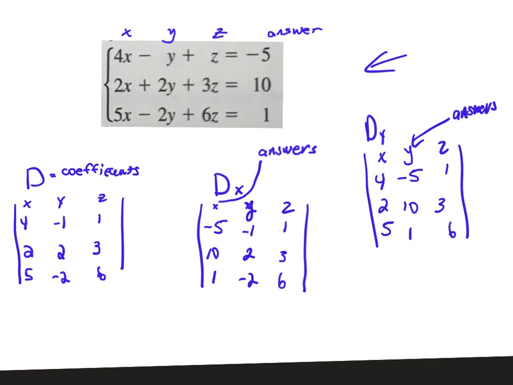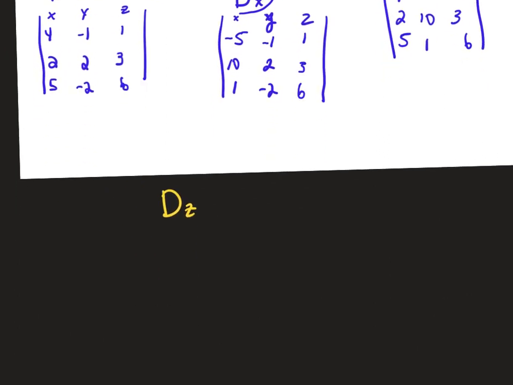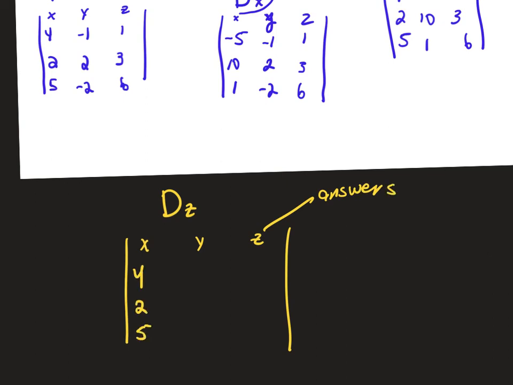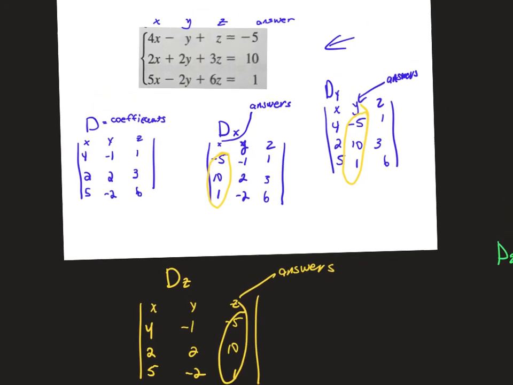Then again, you have to recopy the first two rows, that sort of thing. And then if I'm looking for d sub z, since I'm looking for z, that's where the answers go. The coefficients of x are 4, 2, and 5. Coefficients of y are negative 1, 2, negative 2. And then the answers go in z because that's the letter I'm looking for. Then you would recopy the first and second columns, find the majors and the minors, multiply together and then subtract. But you're always putting the answers in whatever variable you're looking at, that column. Just want to make sure you guys see that.